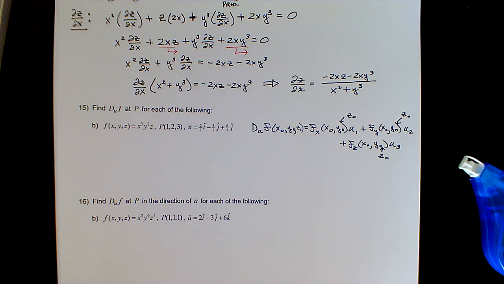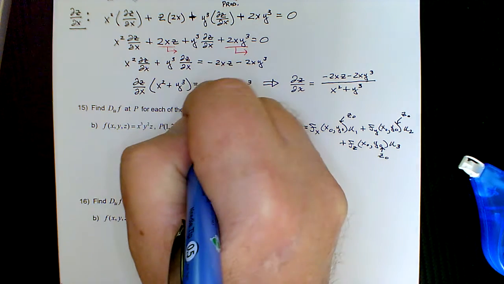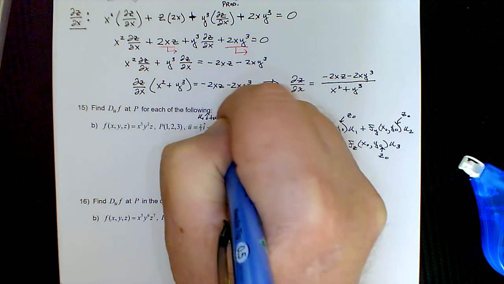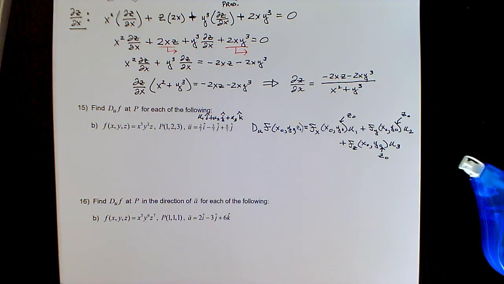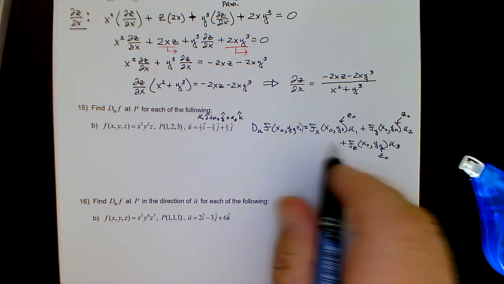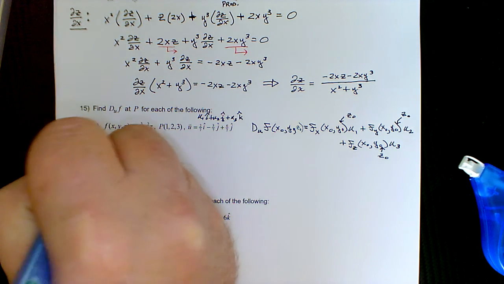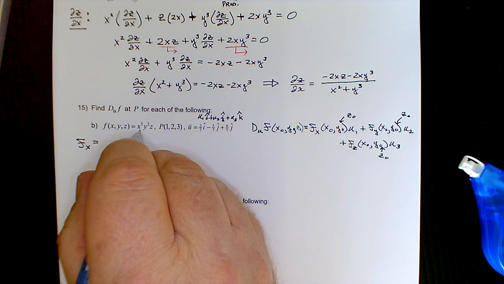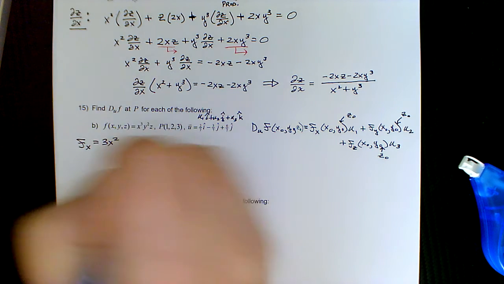Okay, so at that point we note that we have the unit vector, which is of the form u1 i plus u2 j plus u3 k. And we need 3 partials. I'll skip the functional notation for now. The partial with respect to x: the derivative of x cubed is 3x squared, and the y squared z tags along.